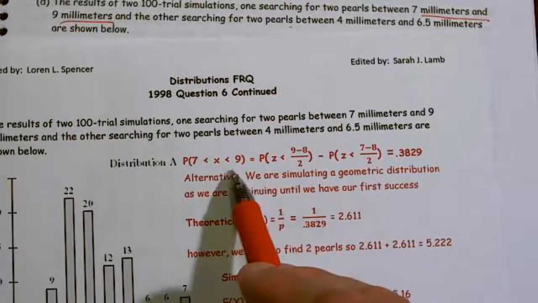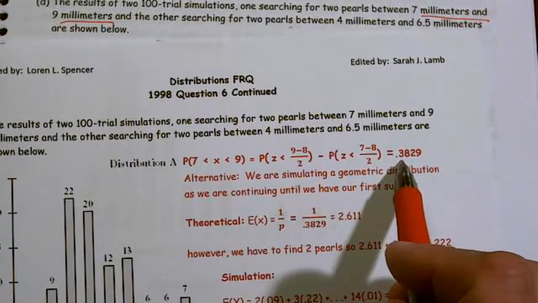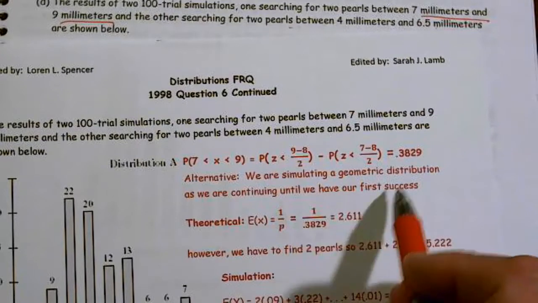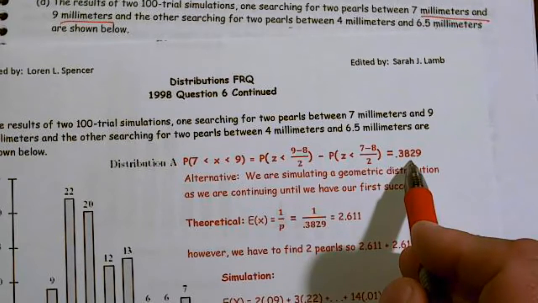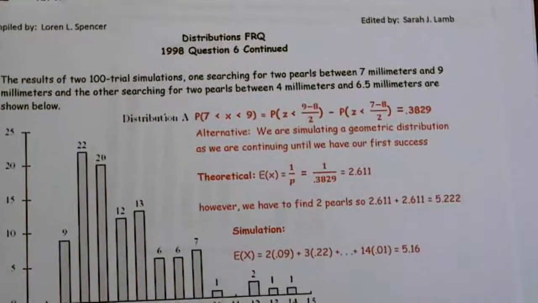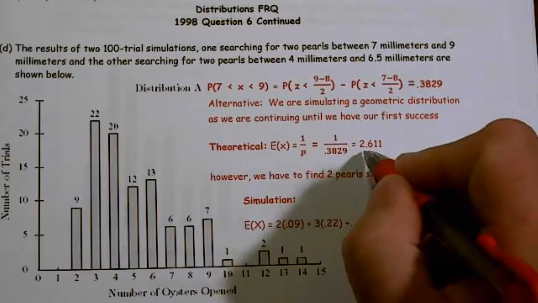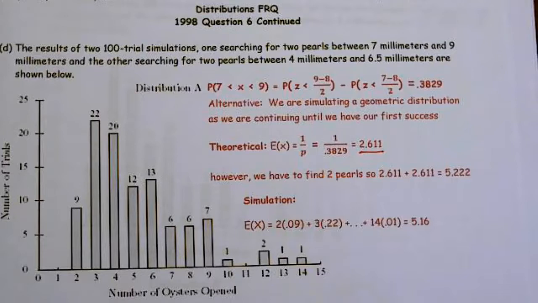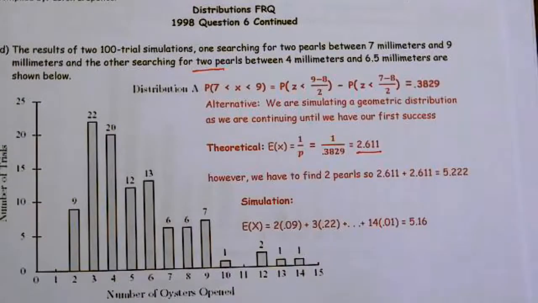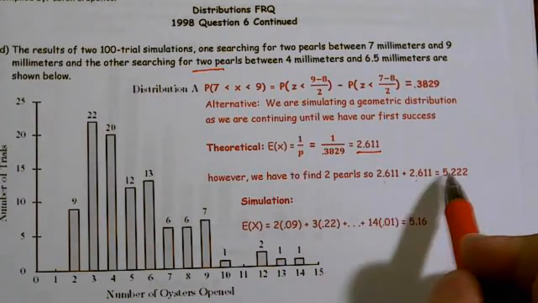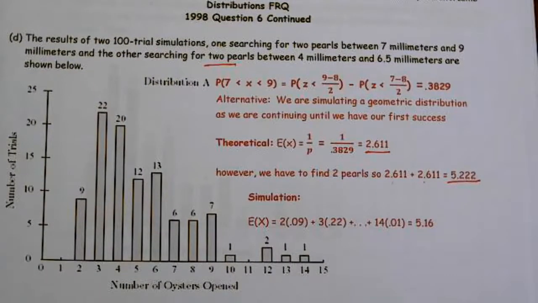Basically, there's our 7 and 9. I did the normal CDF, and I got 0.3829 as the probability of getting one pearl of the correct size. Since I'm looking at this as a geometric, the expected value would be 1 over p. So I would expect to find the first pearl in 2.61 tries. But I'm not looking for 1 pearl, I'm looking for 2 pearls. As we combine random variables, we can add those expected values. And 2.61 plus 2.61 is 5.22. So we would expect it to take 5.22 trials.